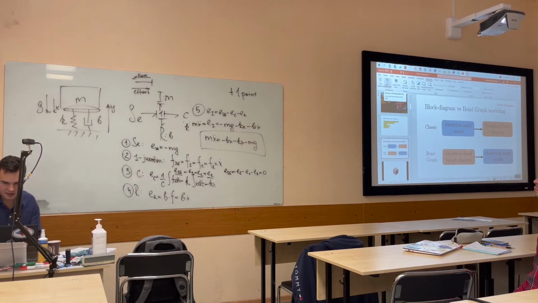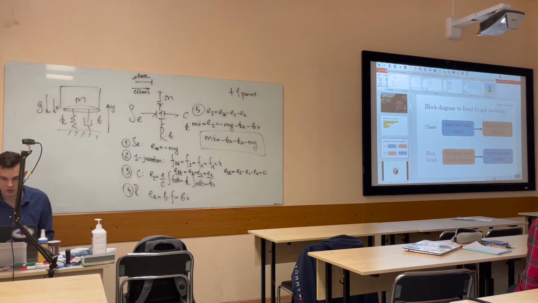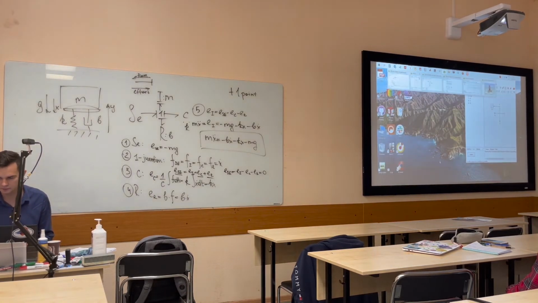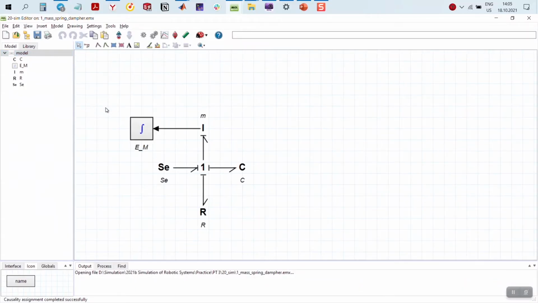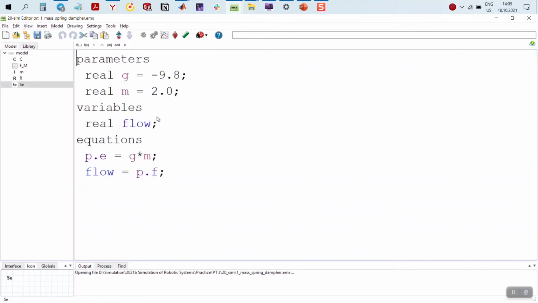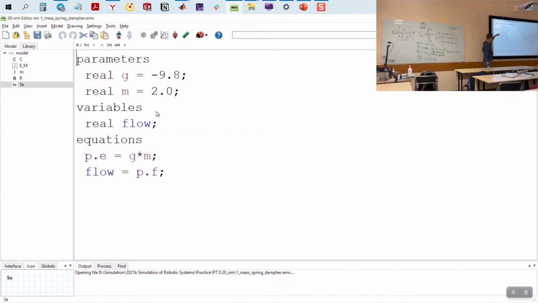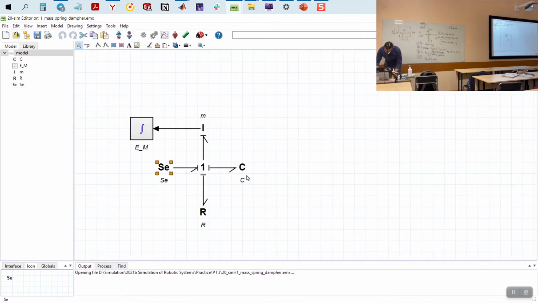There is a simulation package which is called 20-sim, and here you can see the same bond graph that I just derived for you. You can go inside all these blocks. Here you can see, for example, the source of effort, and here I denote the mass of a body. Here is the equation of effort and flow. And if we go to the other blocks, you can also see some equations here.